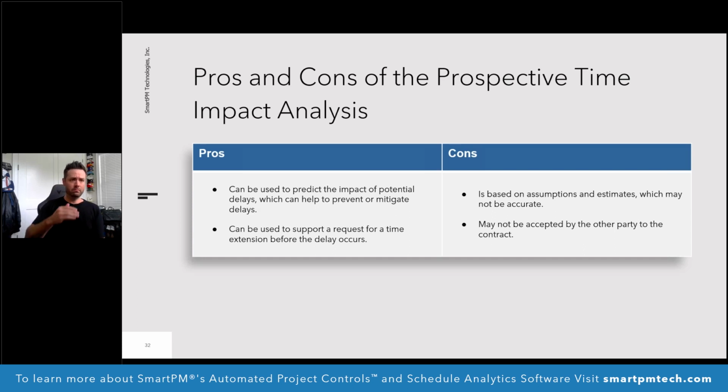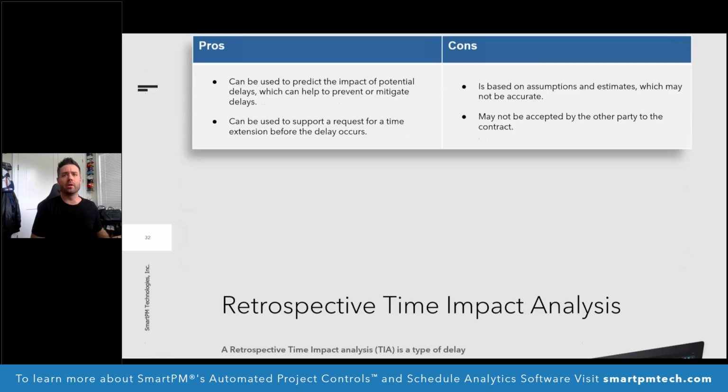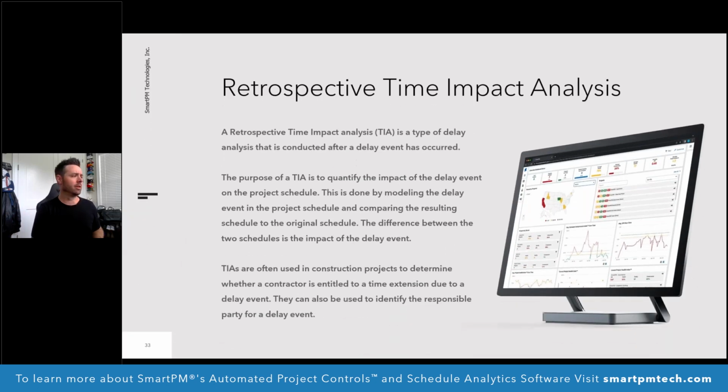So when you run into a situation where the prospective analysis is not necessarily going to be the way to go, the next option you're going to have, and the third option in our deck here, is going to be the retrospective time impact analysis, which is the opposite of the prospective. So instead of getting the delay on the come and putting it out there, what we're going to do is wait for the full event to take place and then model it this way.